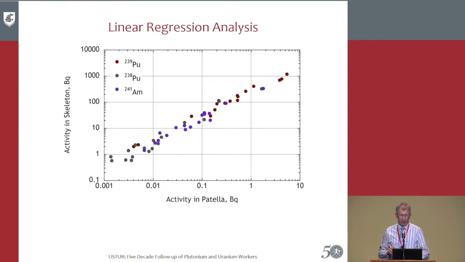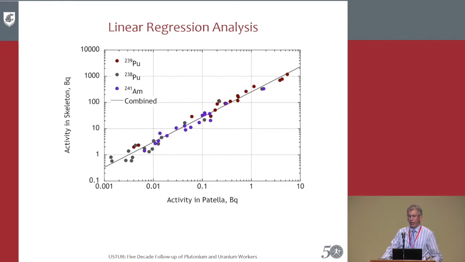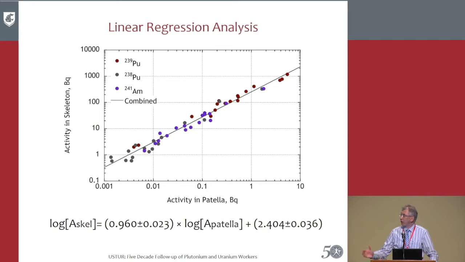But when you add americium-241, then you can see this is a nice data set which covers activity measured in patella from basically 1 millibecquerel up to 10 becquerels in the patella, which corresponds to from 1 becquerel in the skeleton to 1 kilobecquerel in the skeleton. So when you draw the line, that's what I used, and you end up with this equation.